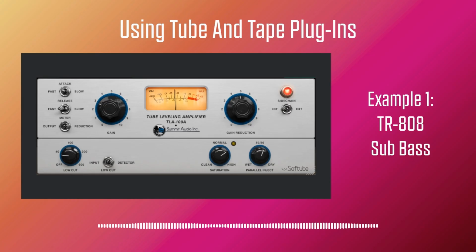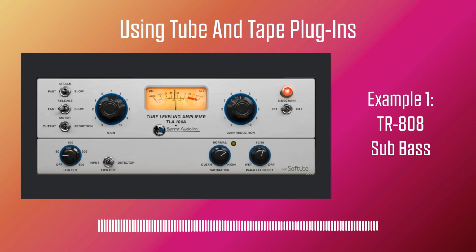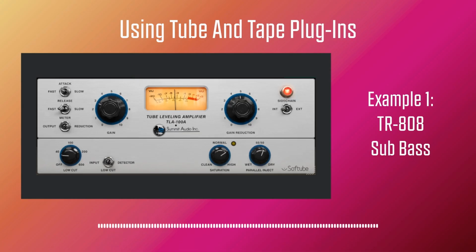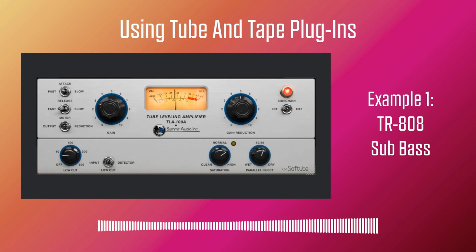In example 1, I'm using Soft Tube Summit Audio TLA-100A Tube Solid State Leveling Amplifier. First, the 808 sub with no processing. And now the processed version.